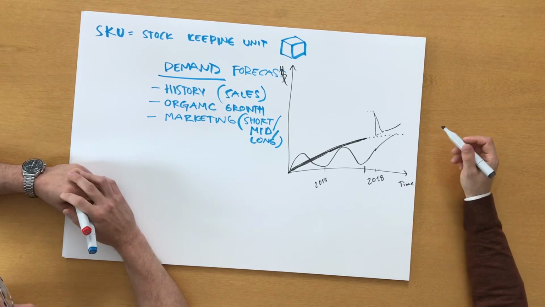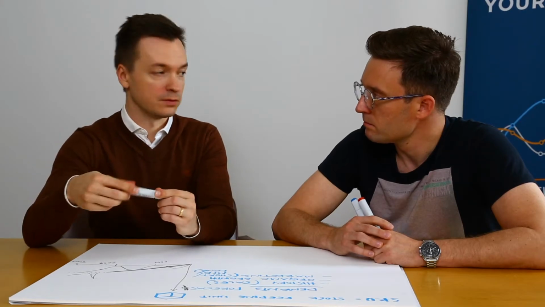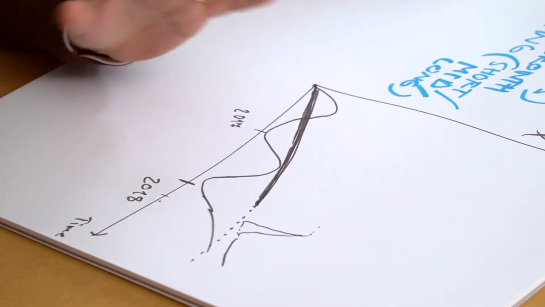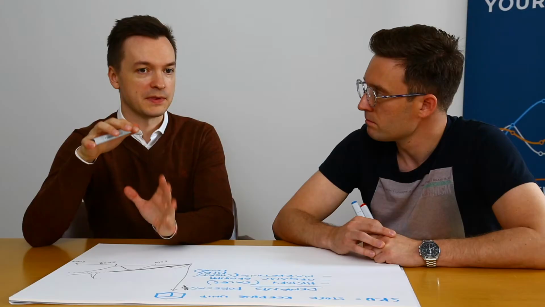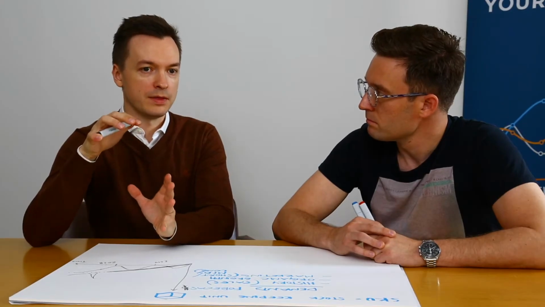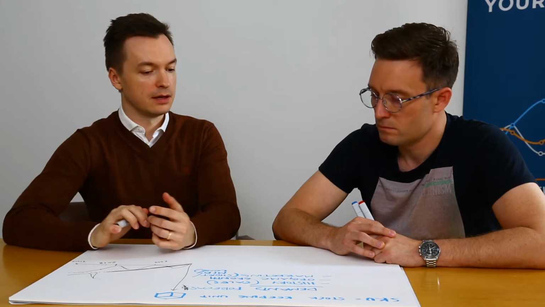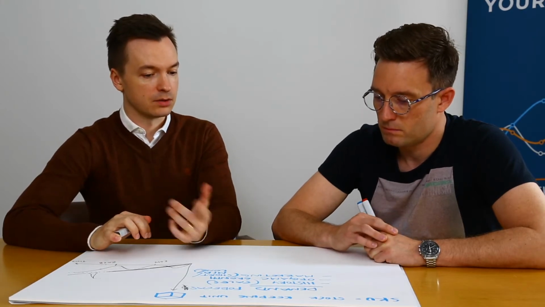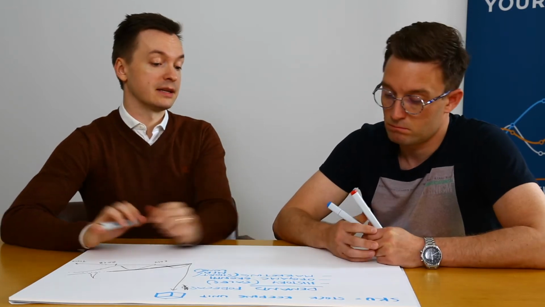So there are many different things that can affect the outcome of the forecast. And of course, it's impossible to say that the forecast must be accurate. You should be thinking more of whether you have noted all these things in your forecasts, like marketing campaigns, growth, history, and maybe we should add seasonality also.